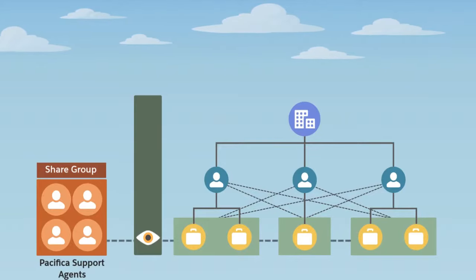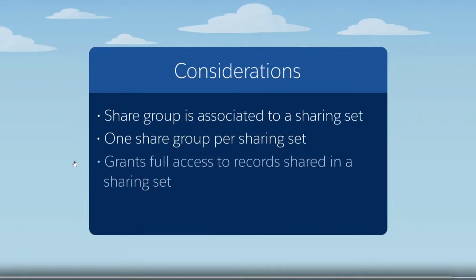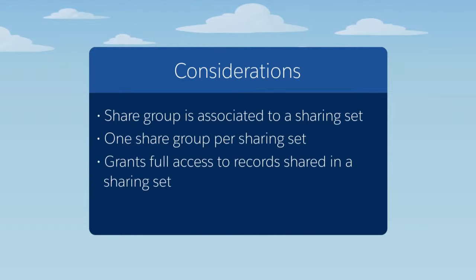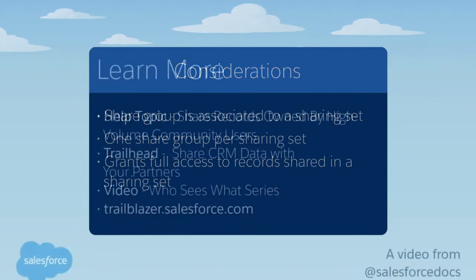A share group is associated to a sharing set. You can only have one share group per sharing set. A share group grants full read, write, edit access to records owned by users in sharing sets.